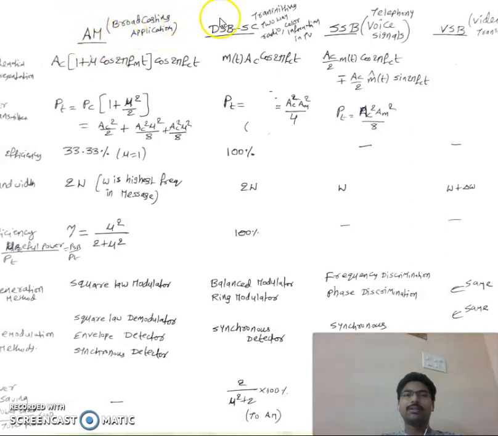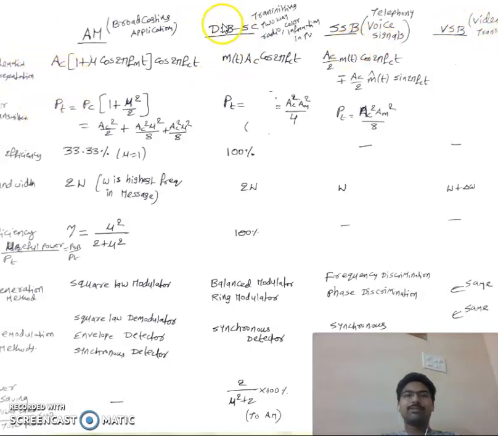the long distance. DSBSC is used for transmitting two-way radio communications and also to transmit color information in TV. SSB is mainly used for sending voice signals in telephony, and VSB is video transmission. For video transmission, we are going to use VSB. These are the applications. Now we'll see the mathematical representation.